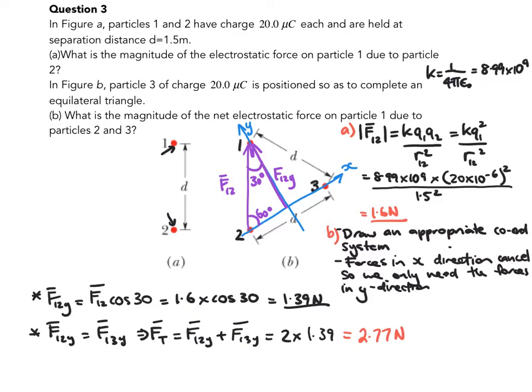Okay, so we exploited some symmetry here. We exploited a good, appropriate coordinate system, and then we saw that we could get rid of the x components of the forces and only consider the y. And then we know that the y force from 2 and 3 is exactly the same because the charges are all the same. Too easy.